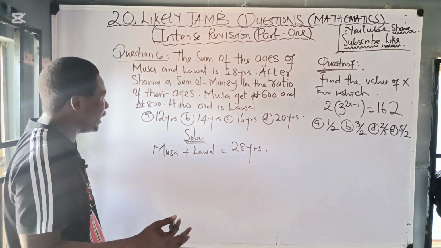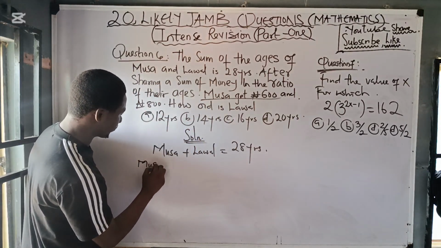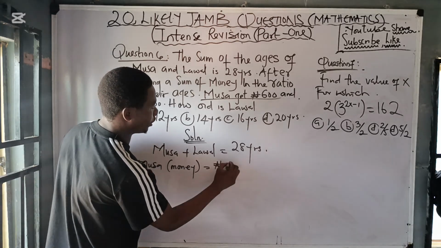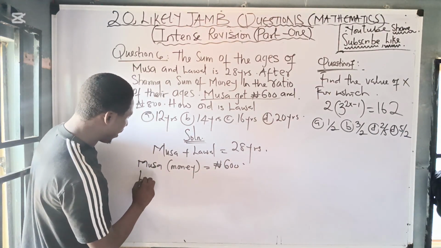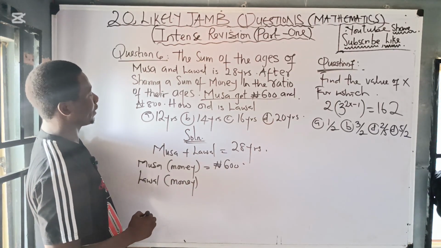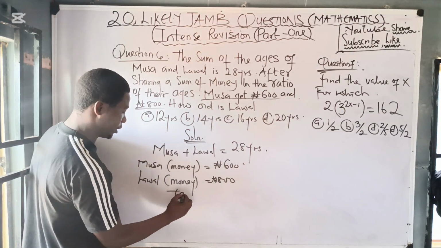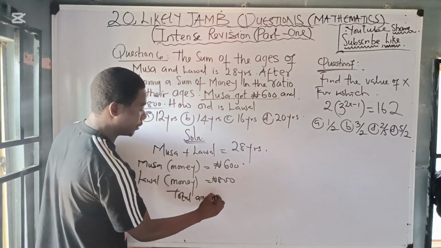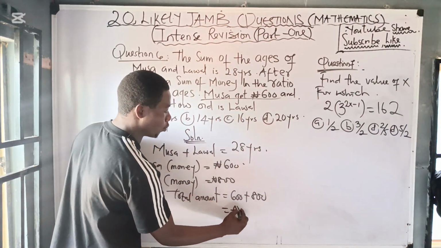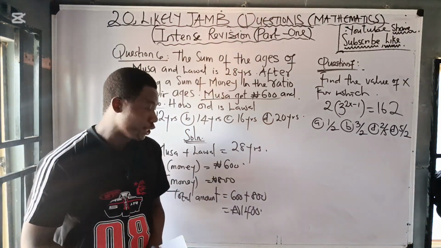Now, how much did Musa get? They said according to their age, Musa got 600 naira. So Musa's money is 600. Lawal's money, how much did Lawal get? 800 naira. So the total amount they shared is 600 plus 800. And that will give us what? 1,400. This is the total amount of money they shared.